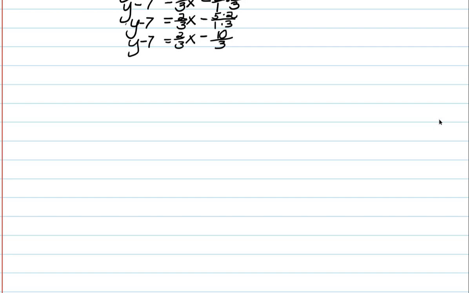Okay, now, y minus 7 plus 7, because I want to isolate the y, minus 7 plus 7 is going to equal, or does equal, 2/3 x minus 10/3. I'm adding plus 7 here, so I have to add plus 7 here.